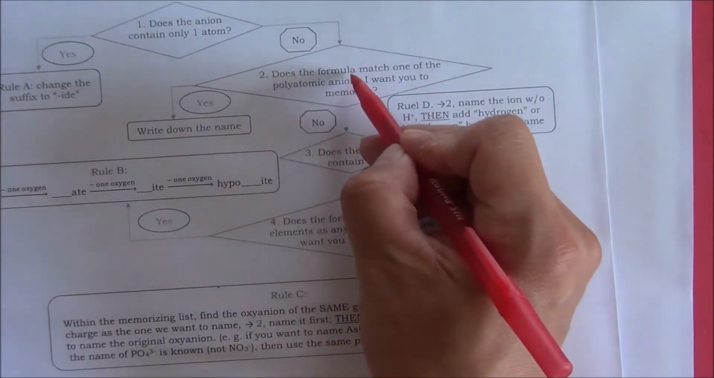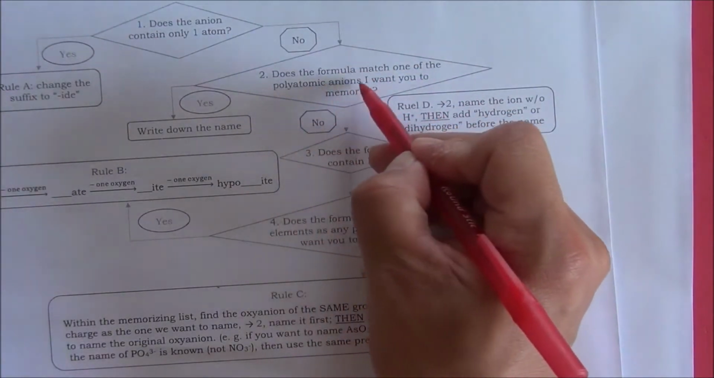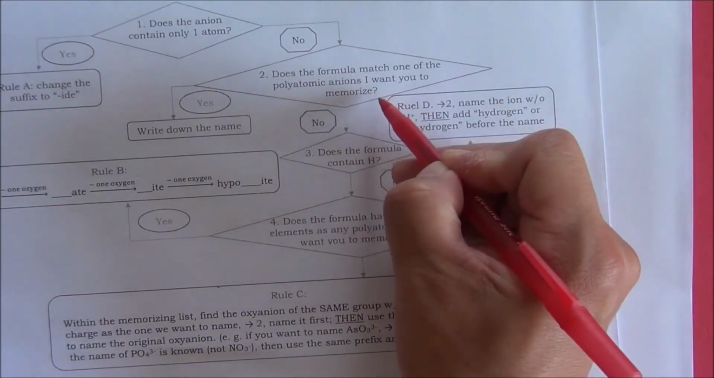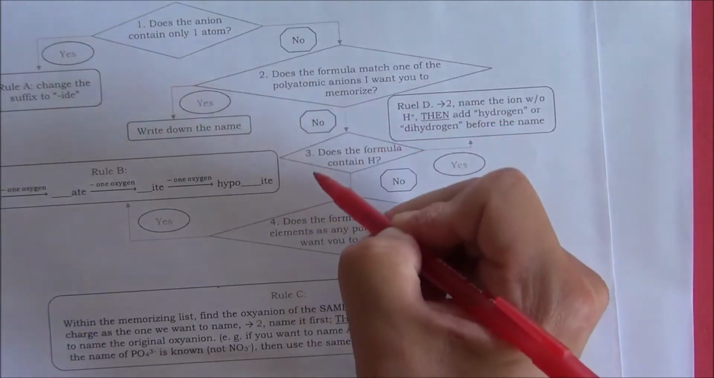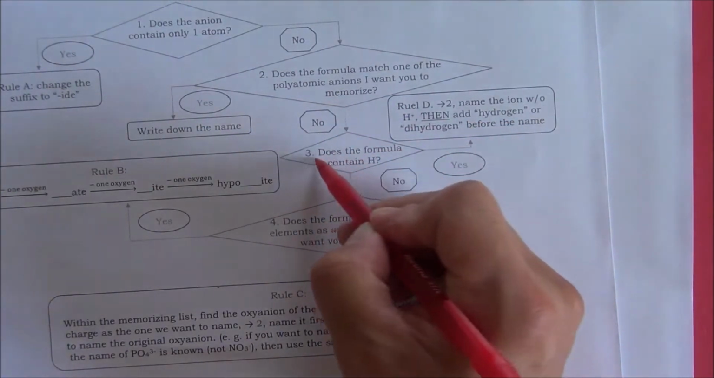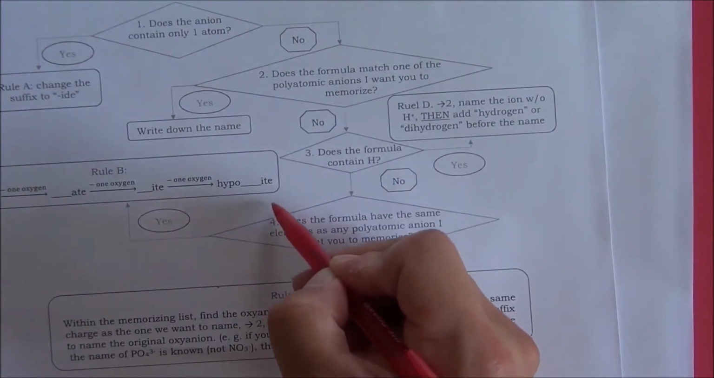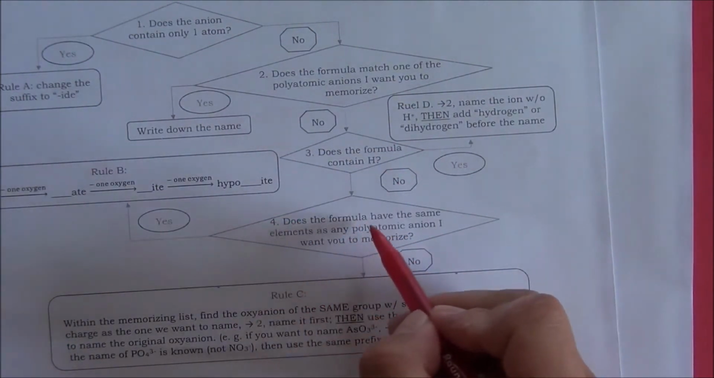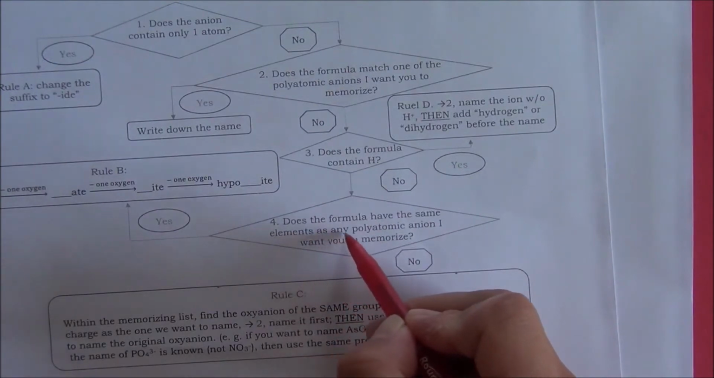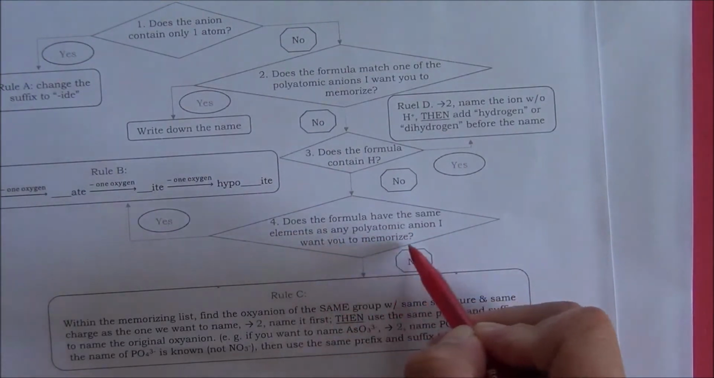Does the formula match one of the polyatomic anions I want you to memorize? The answer is no. We proceed to step 3. Does the formula contain H? The answer is no. We proceed to step 4. Does the formula have the same elements as any polyatomic anion I want you to memorize?